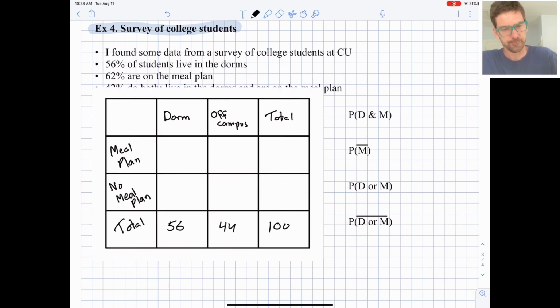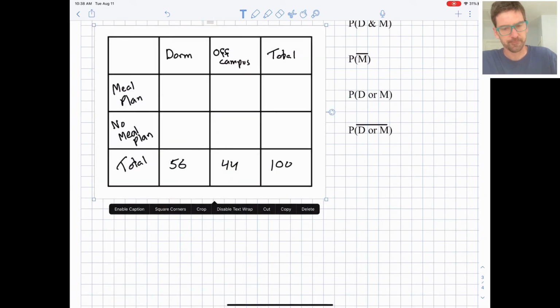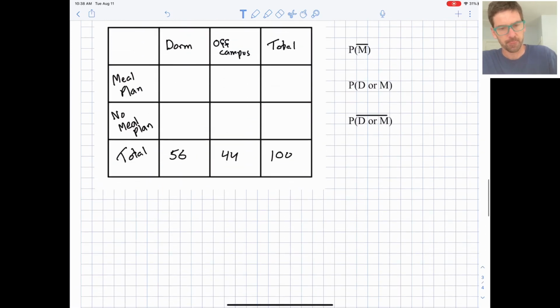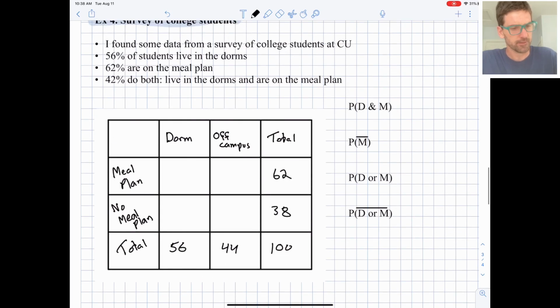Okay, cool. 62% are on the meal plan, which means we have a 38 right there. Okay, and we can check off that piece of information. And then 42% do both. So where's dorm and meal plan? That's 42 right there. Everything's got to add up, so let's go ahead and do it. This has to be a 14, this has to be a 20, and this has to be a 24.